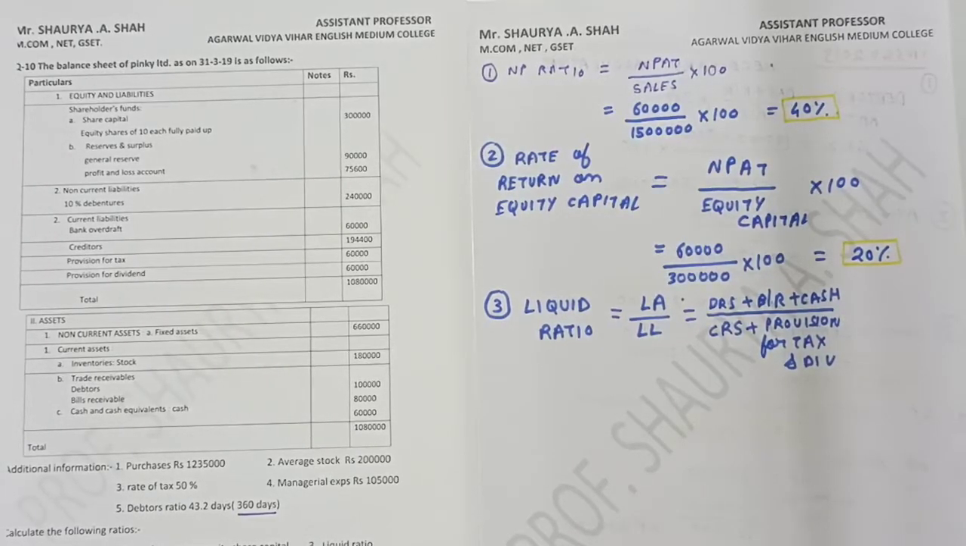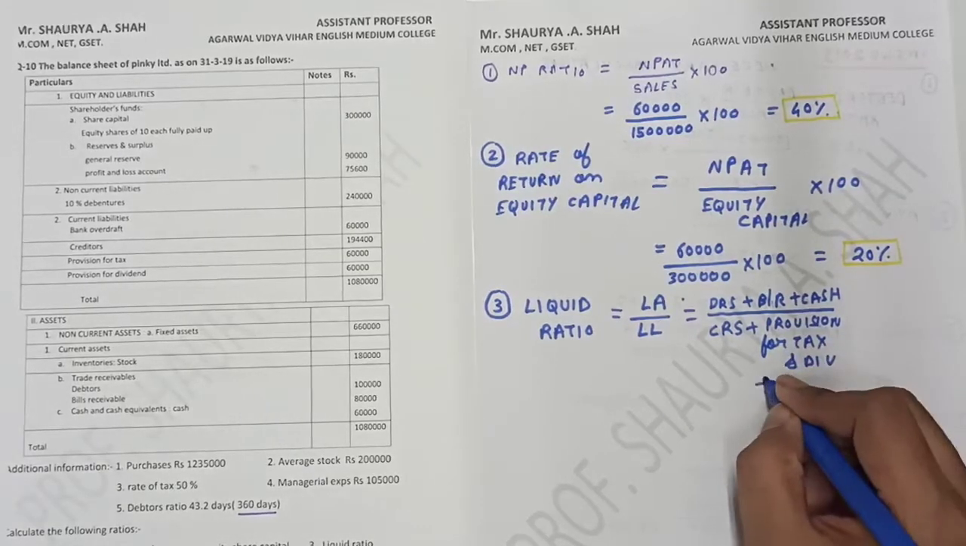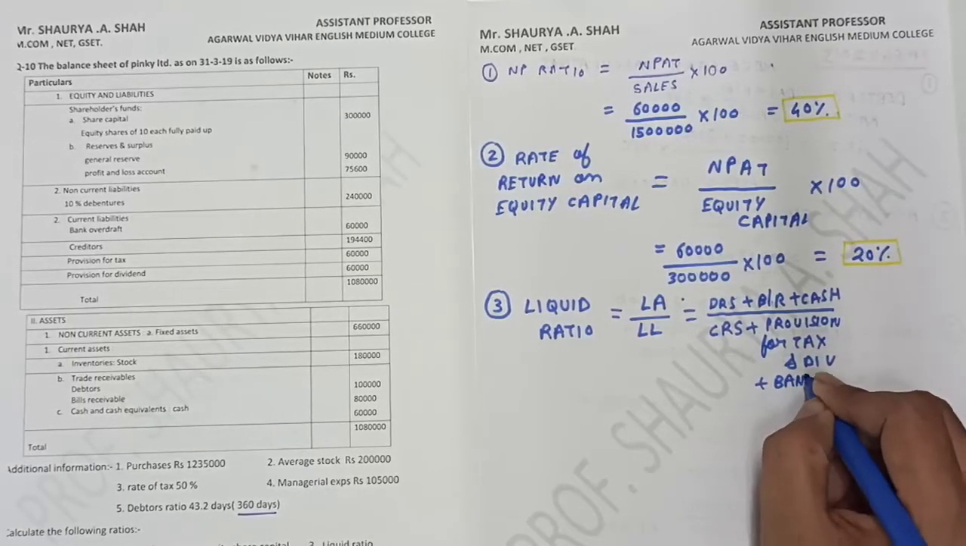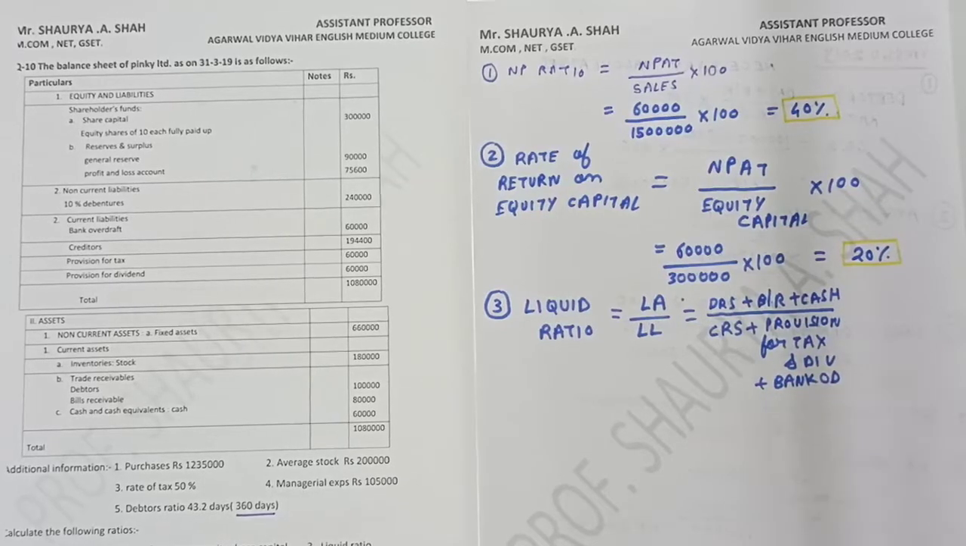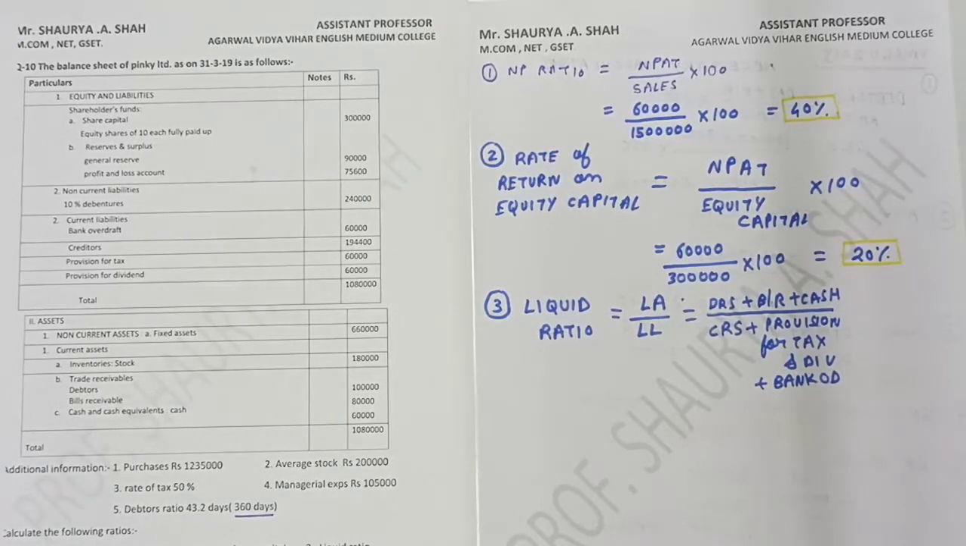Now again there are two different viewpoints from various authors, students. Some authors take bank overdraft in liquid liabilities, some do not. But according to the university solution, they have taken bank overdraft. So for this particular sum, we will take bank overdraft also. In theory, we have studied that bank overdraft does not form part of liquid liabilities. Absolutely correct. But for this particular sum, I am taking it, so kindly note it.